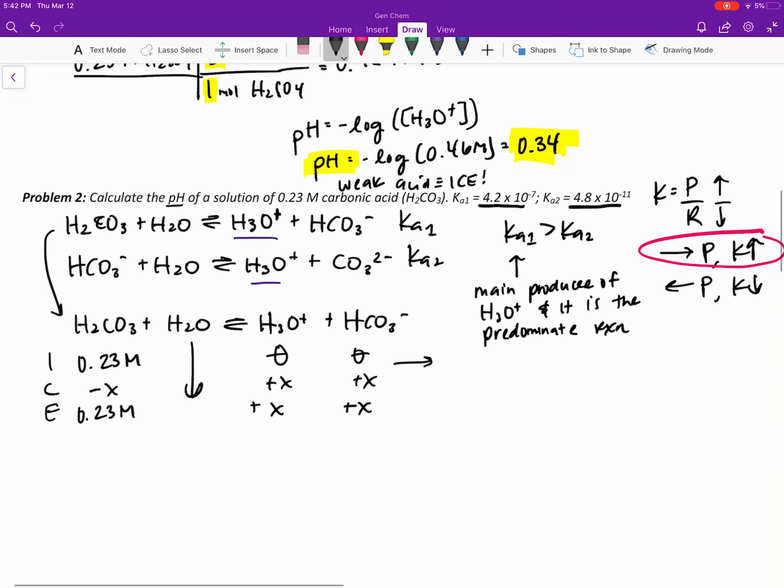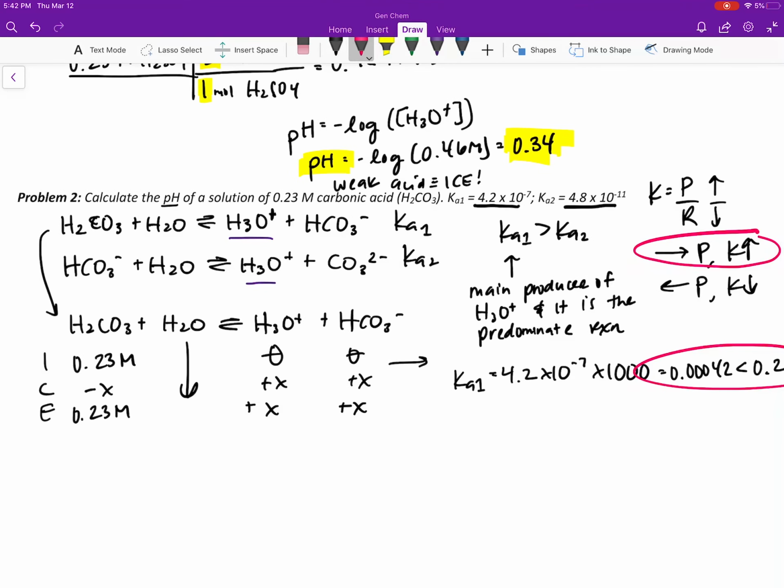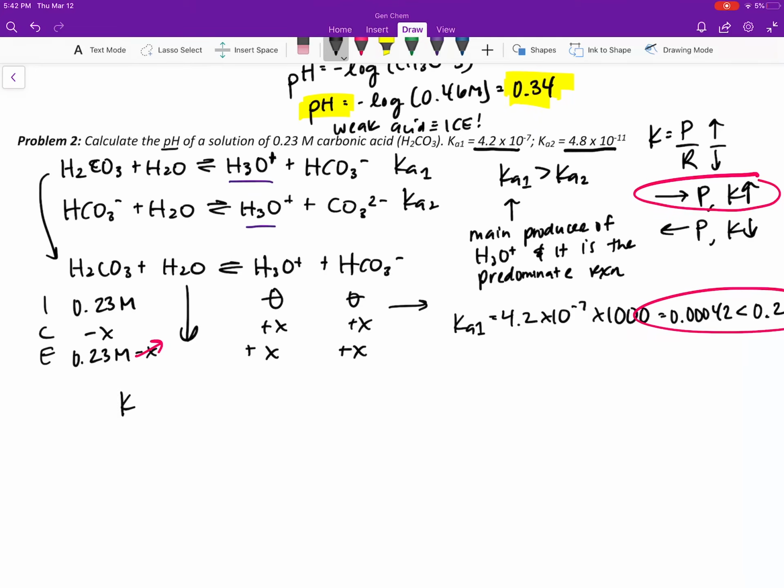I have my equilibrium values, and now I have to determine, is my Ka going to be significantly larger? So I'm going to take 4.2 times 10 to the negative 7th, multiply that by 1,000, and you may have done this math in your head, and that's great, but what I see is that the Ka times 1,000 is still much smaller than the initial concentration, so therefore my minus x is going to cancel out. And so now I'm going to plug everything in.